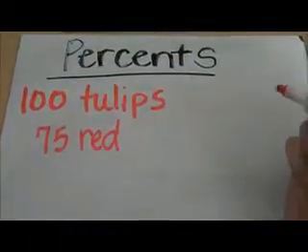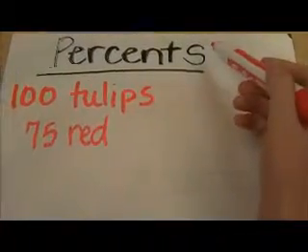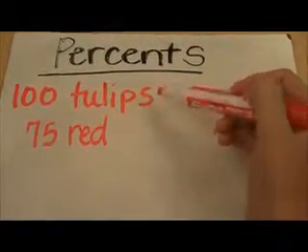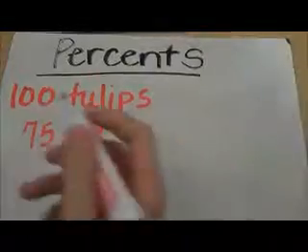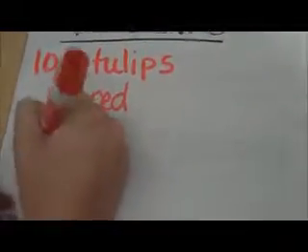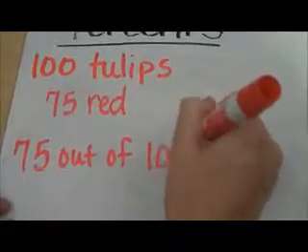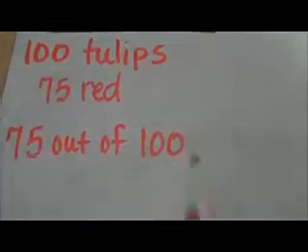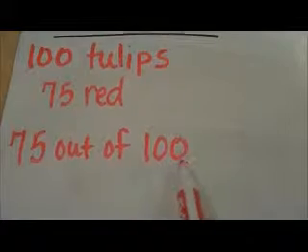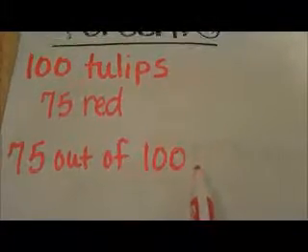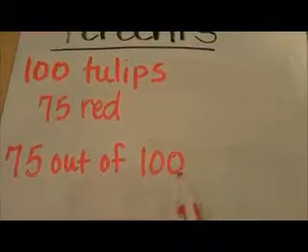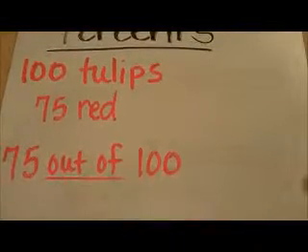So if I wanted to know the percent of how many tulips in my garden were red, that means 75 out of 100 are red tulips. So this is one way that you can think about writing a percent. This is, I guess we would say, word form because we have that out of.